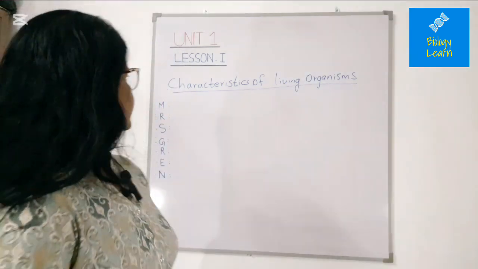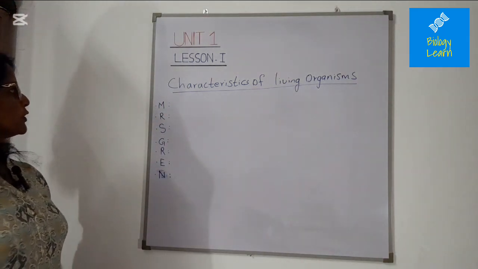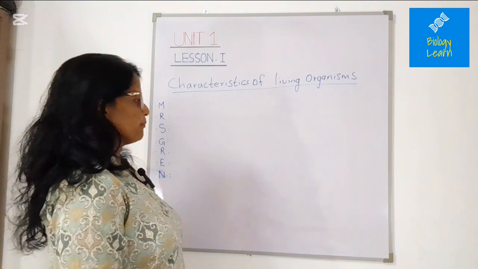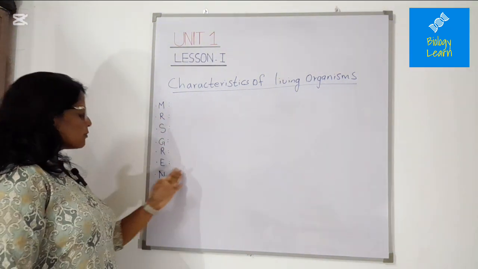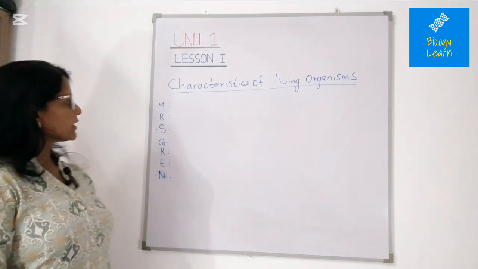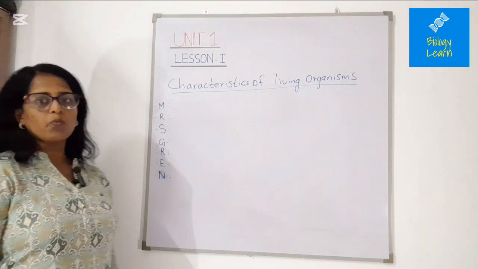The first lesson in Unit 1 is characteristics of living organisms. So there are 7 main characteristics of all living organisms. We are going to see those one by one.